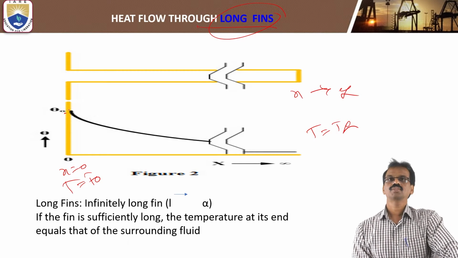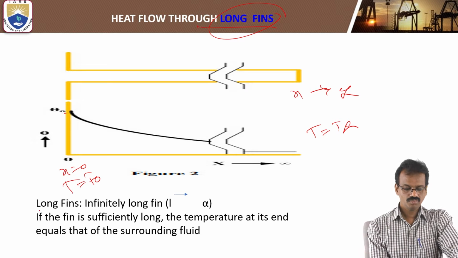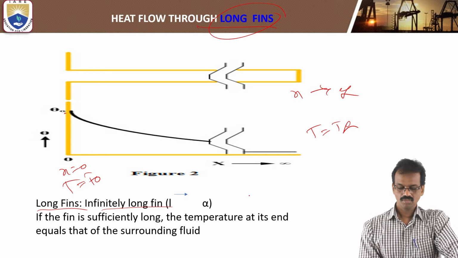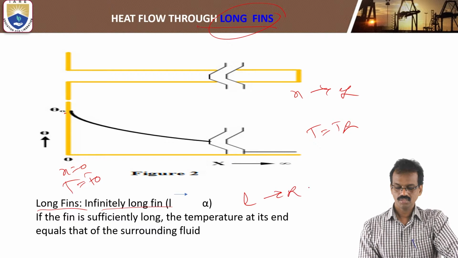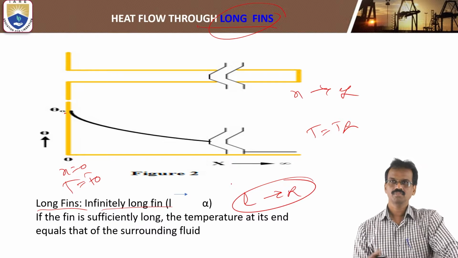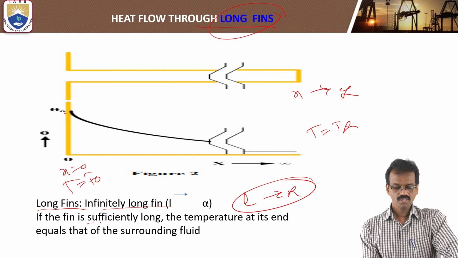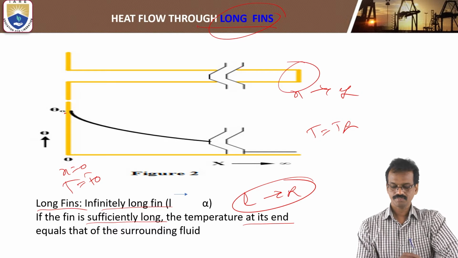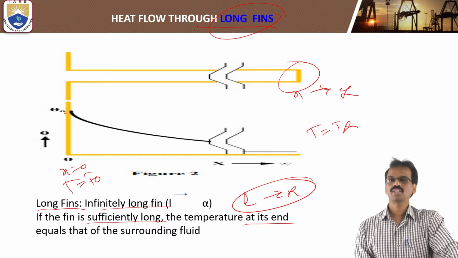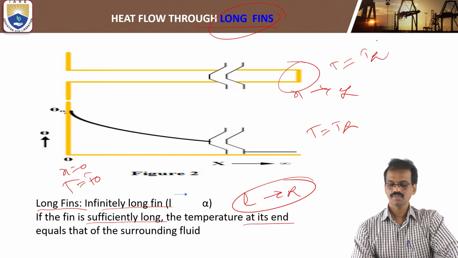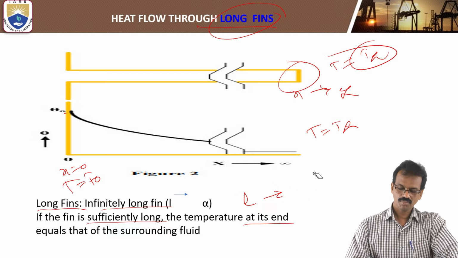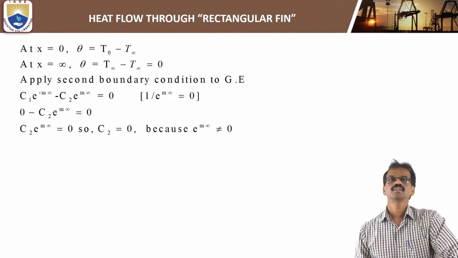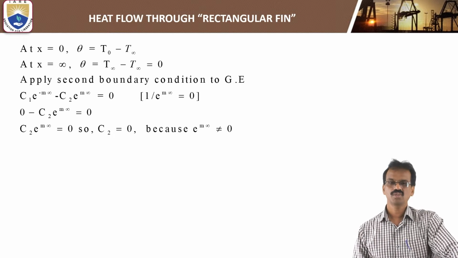Here T is equal to T naught, the initial temperature. We'll see the boundary conditions. Here I have written long fin, meaning infinitely long fin, so the length tends to infinity. If the fin is sufficiently long, the temperature at the end equals the surrounding temperature. It means that T is equal to T infinity. So this is the condition. We'll see the boundary conditions first, and we'll solve for the rate of heat transfer Q for the long pin.